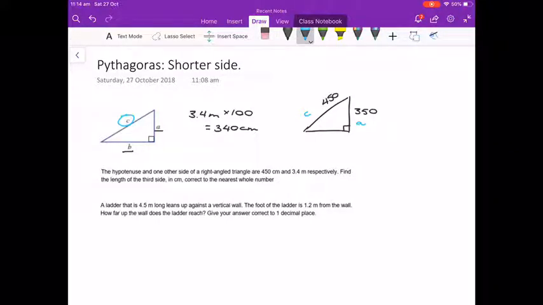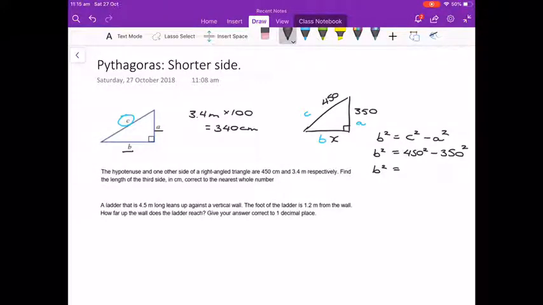The unknown side, which we usually call X, I'm going to call B, because I like to do the B square rule. The B square rule is B square equals C square, take A square. B square equals 450 squared, take 350 squared. I did this by substitution.